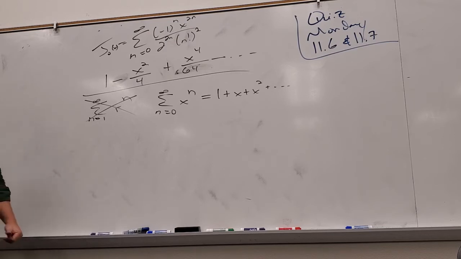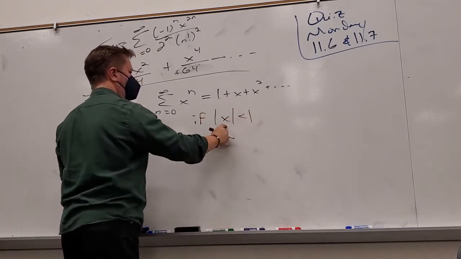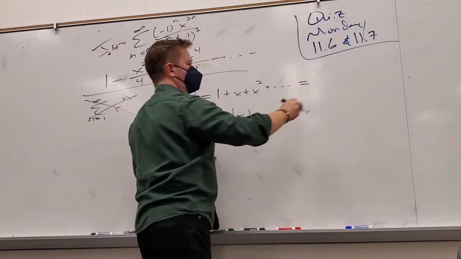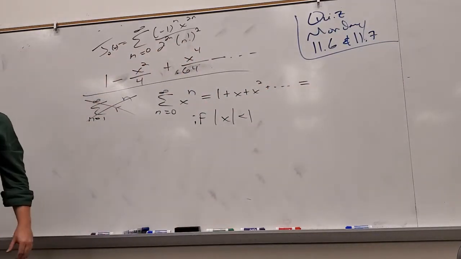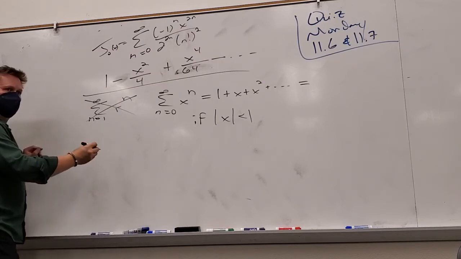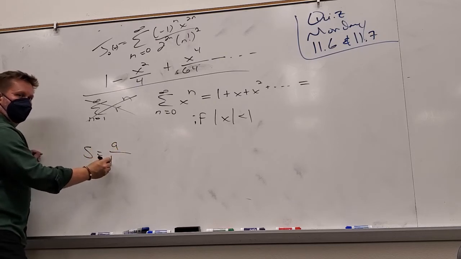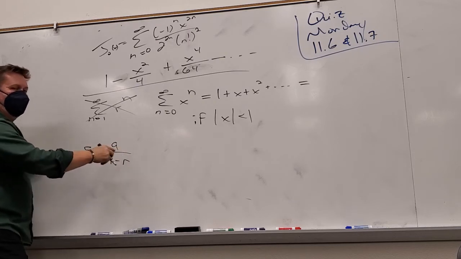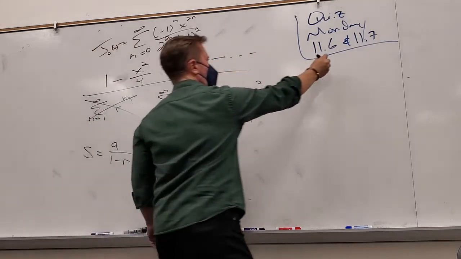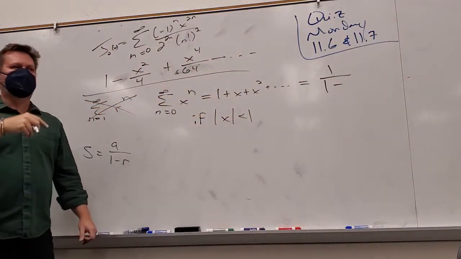But here's what's interesting. If the value of x I choose is less than 1 in absolute value, does anyone remember what this is equal to? Do you remember when we had geometric series and you had to figure out the sum? Wasn't it a over 1 minus r? Okay, good. What is a? The first element, which is 1. Over 1 minus, and what is acting as r? x.